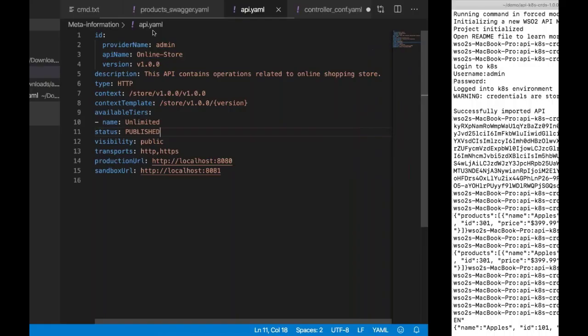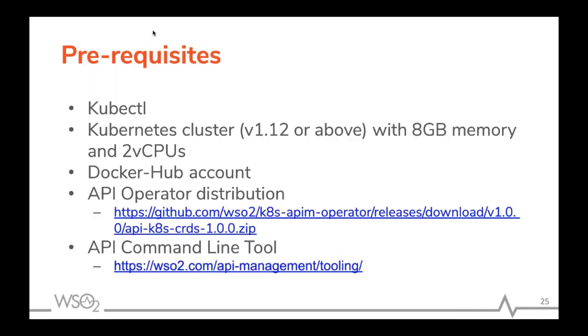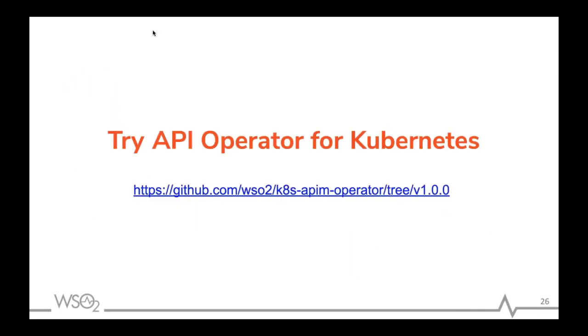So that is it with the demo scenario, and you can try it out, as I mentioned, by visiting our GitHub repository. It has a lot of information on how you can configure additional parameters, how you can debug the API operator, and what you need to be aware of while debugging it. Those are the things you can become familiar with if you check out the repo mentioned here.